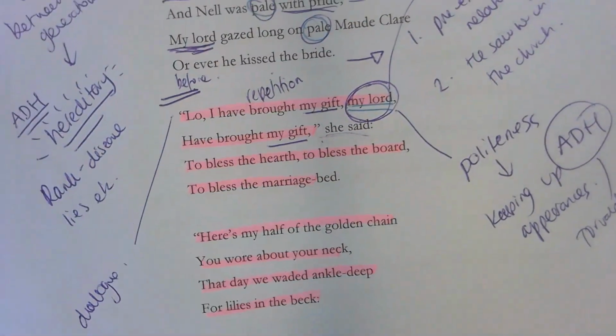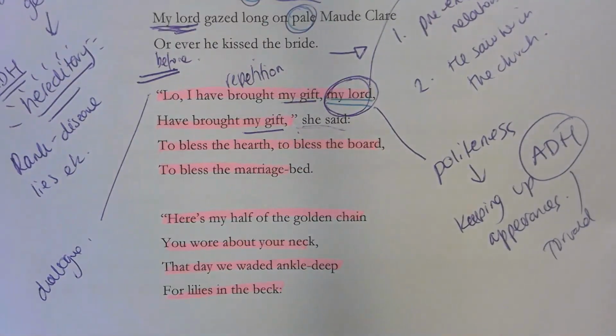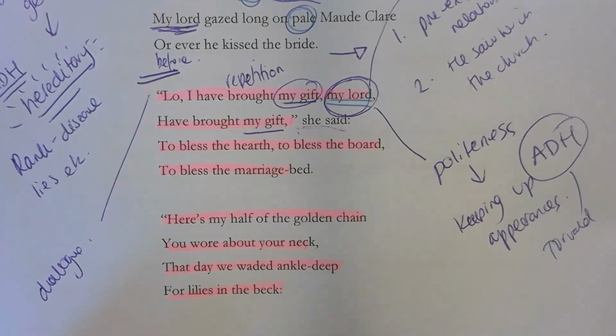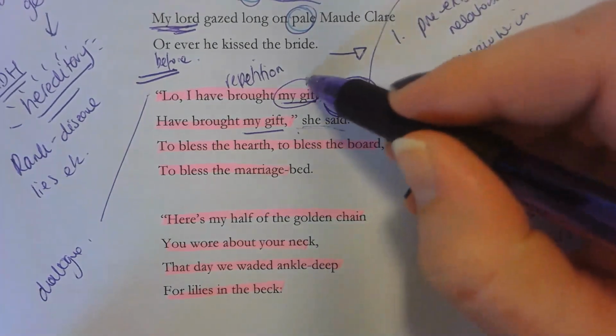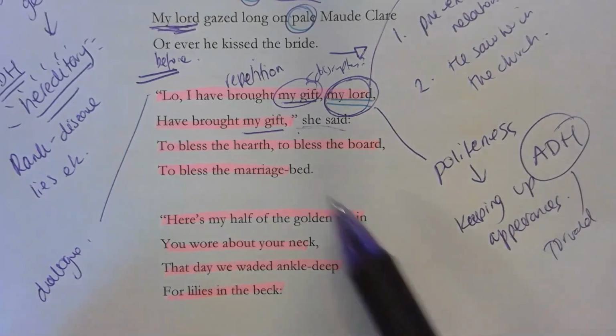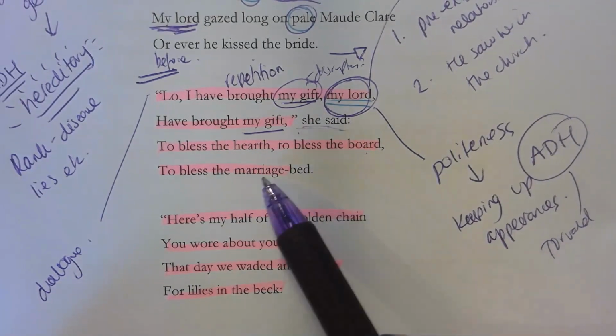There we go. Anyway, I think this is quite a key section here. So, I've brought my gift, my lord, have brought my gift, she said. So again, this idea of a gift, technically she's physically brought something, but of course, is her gift the disruption itself? We'll see. Anyway, to bless the hearth, to bless the board, to bless the marriage bed.